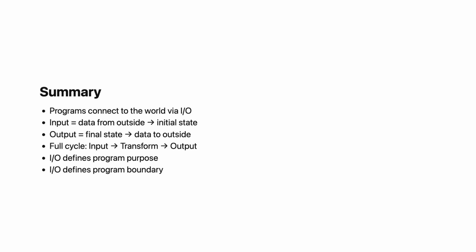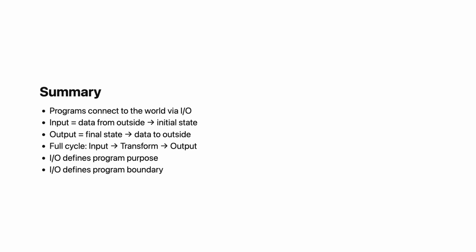Let us summarize. Programs do not exist in isolation. They connect to the outside world through input and output. Input is data that comes from outside the program. It becomes part of the initial state. Output is data that goes from the program to the outside world. It is derived from the final state. The cycle is input, initial state, transformation, final state, output.